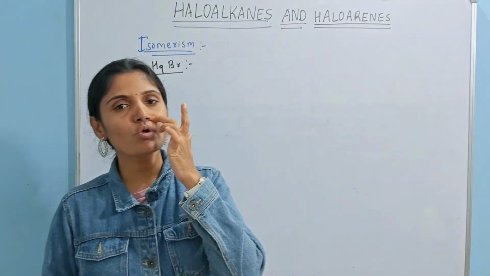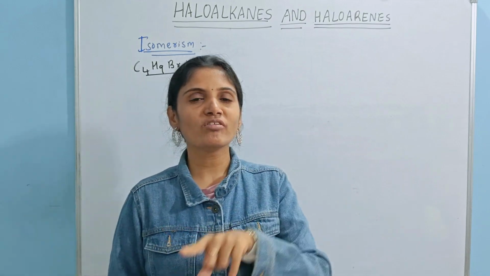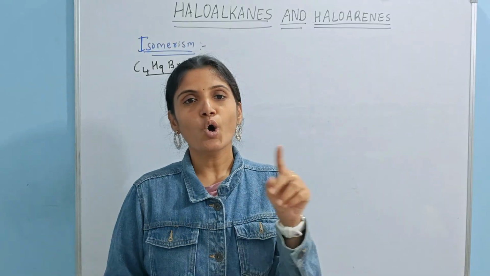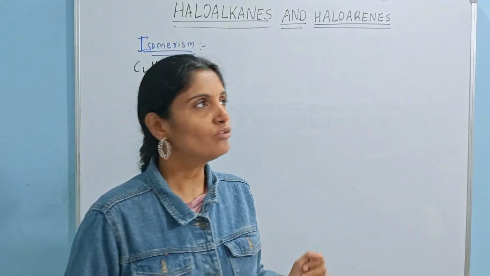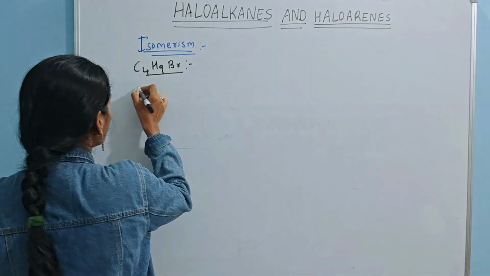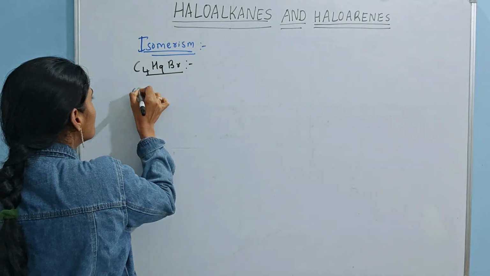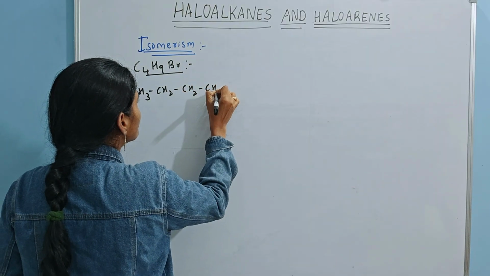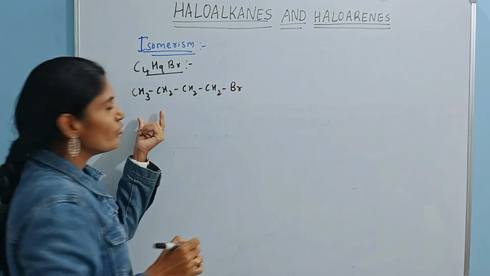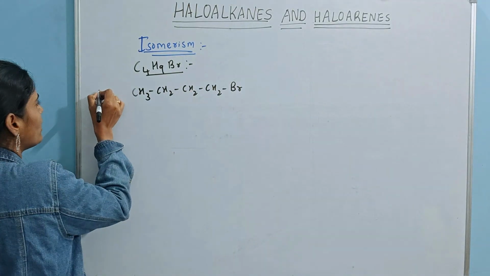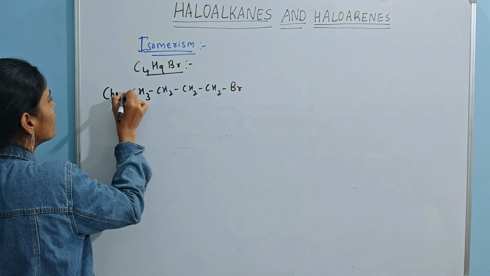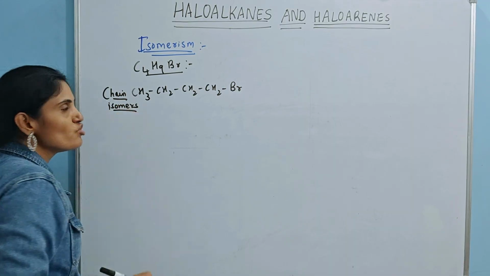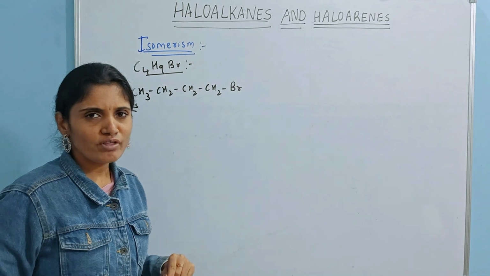What is the basic thing you should know for chain isomerism? In chain isomerism, the main carbon chain which you choose for the numbering should never be the same. Let us try to understand. How can I write C4H9Br? CH3, CH2, CH2, CH2Br. This is one chain isomer. I am writing chain isomers here.